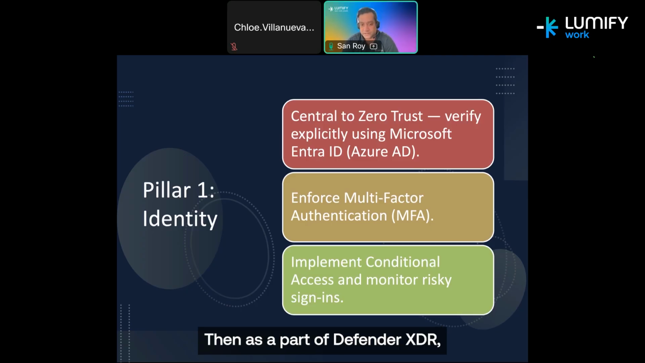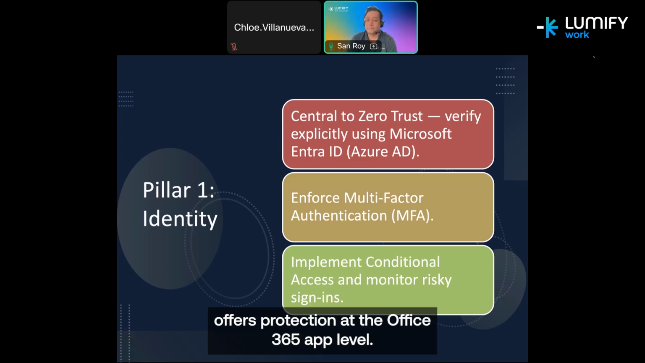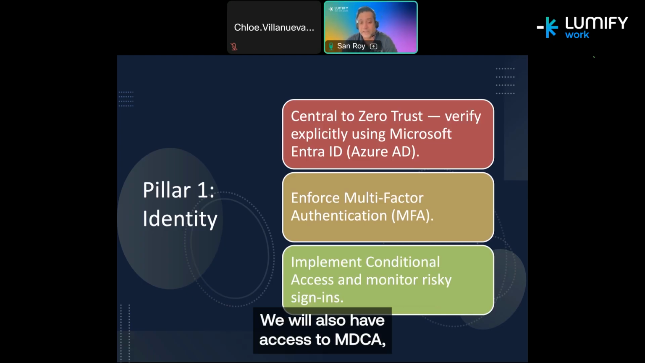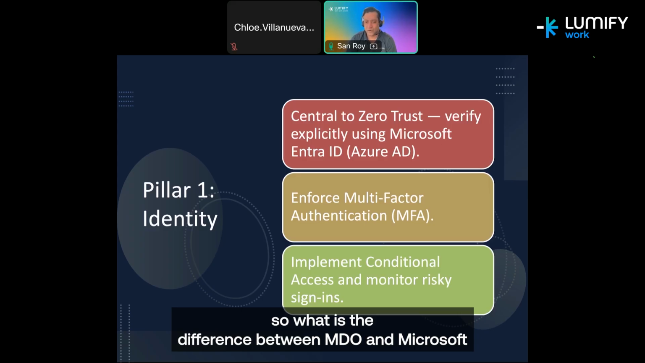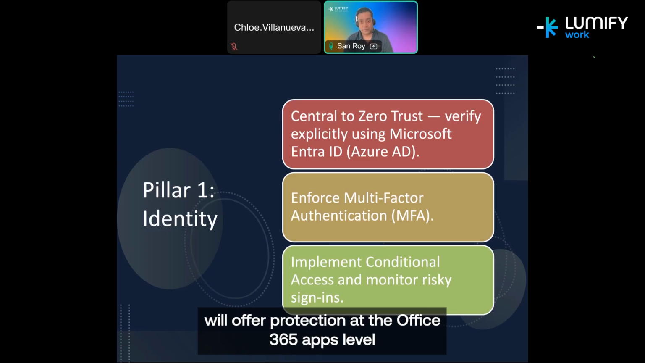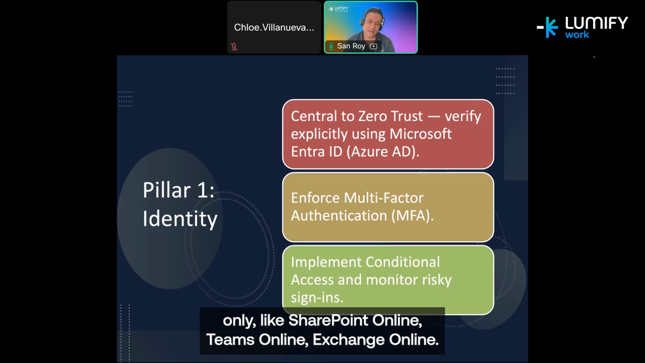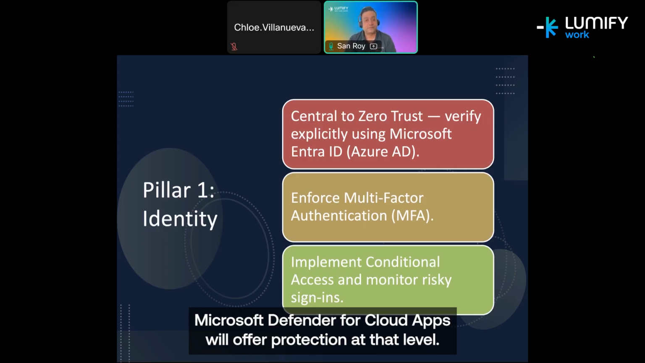Then, as a part of Defender XDR, we get Microsoft Defender for Office 365 that offers protection at the Office 365 app level. We will also have access to MDCA, Microsoft Defender for Cloud Apps, which will offer protection at an app level. You might be wondering, what is the difference between MDO and Microsoft Defender for Cloud Apps? Well, MDO will offer protection at the Office 365 apps level only, like SharePoint Online, Teams, and Exchange Online. But a typical organization will end up using other cloud applications like Salesforce and Dynamics 365. Microsoft Defender for Cloud Apps will offer protection at that level.